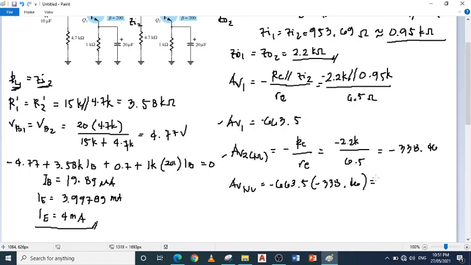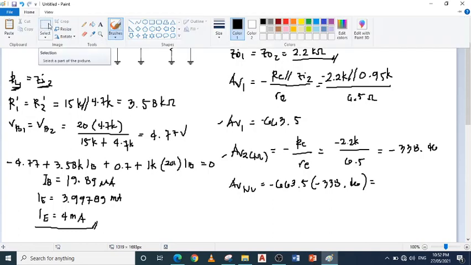But parang ang laki. Wait, tingnan natin kung check ko nga to. Baka mali doon. 2.2k times 0.95k. 2.2k plus 0.95k. Ayun, so mali ako dito. Okay, mali ako dito.